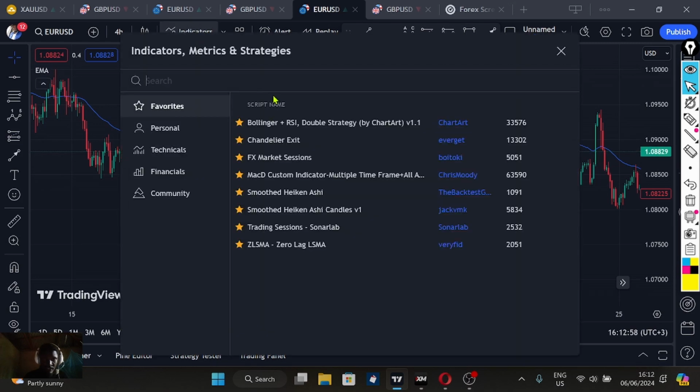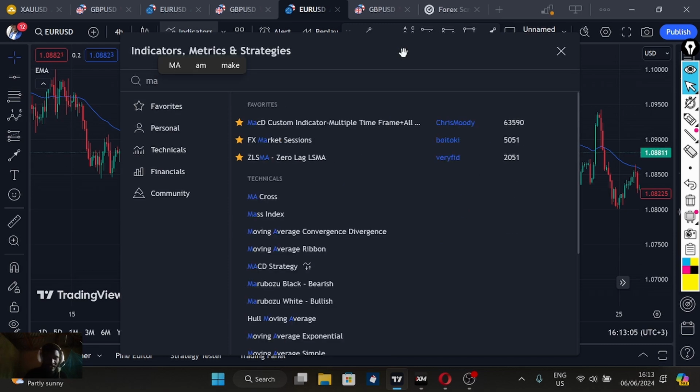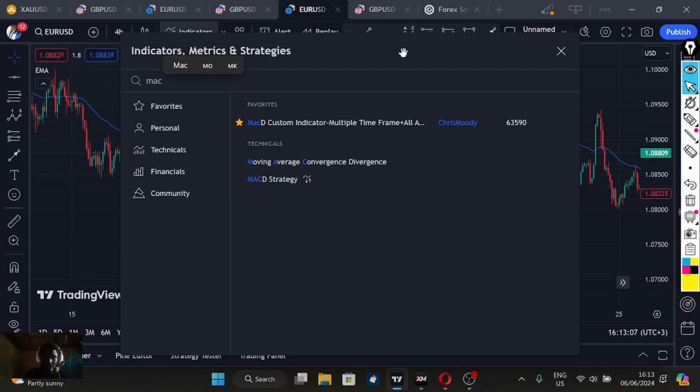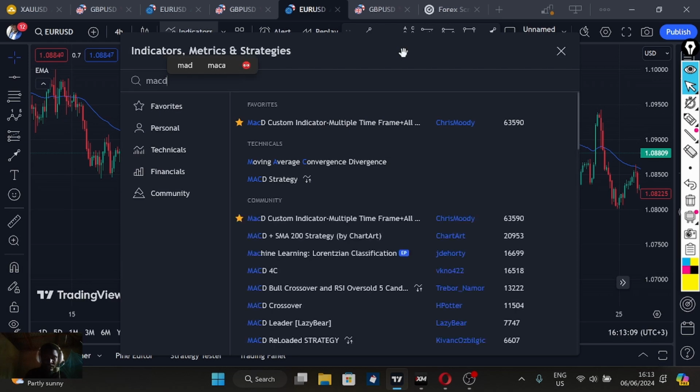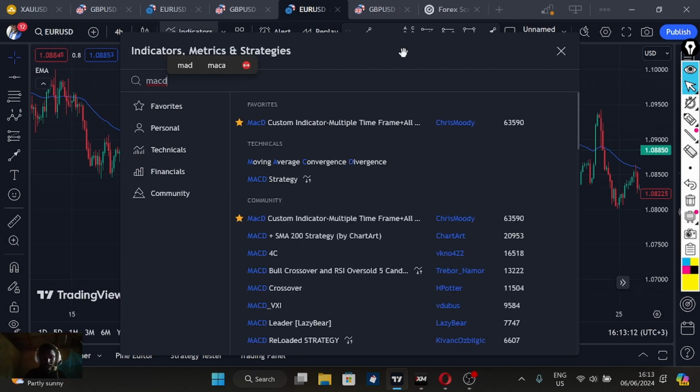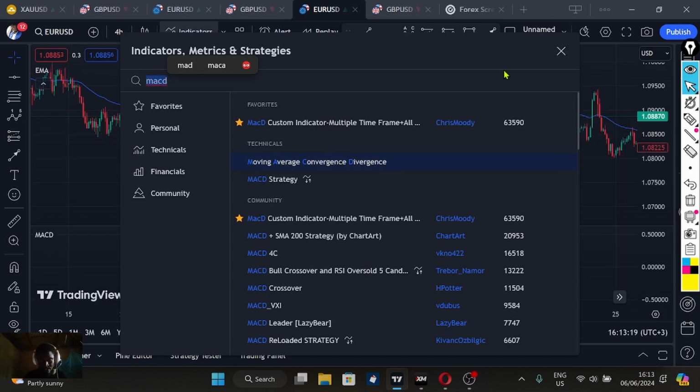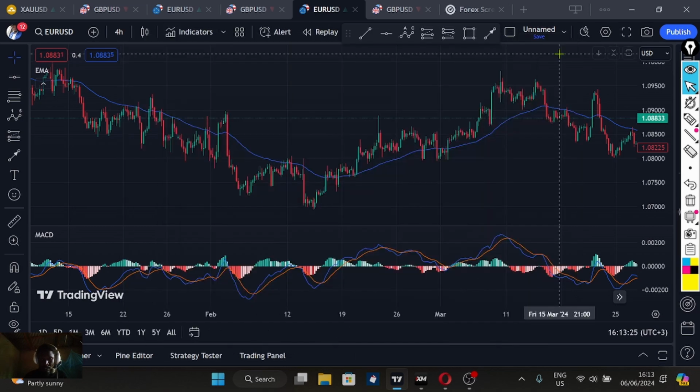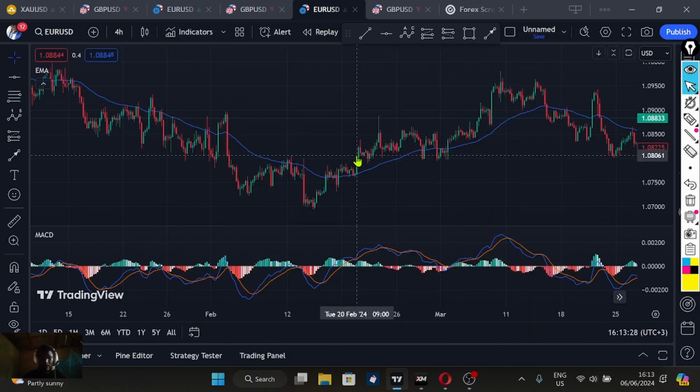Now the next indicator is MACD. We shall be using this one, the moving average convergence divergence. Now this will help us identify the momentum, the bullish and the bearish trend.